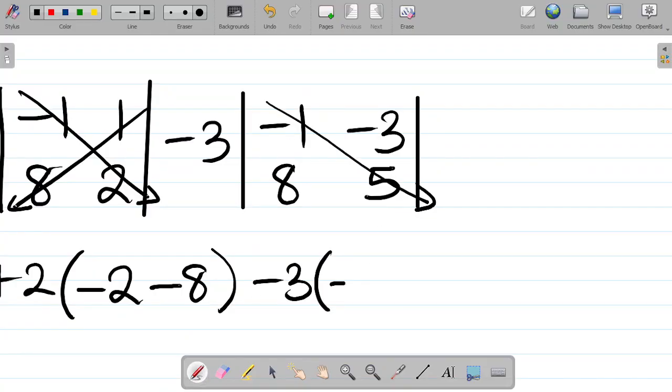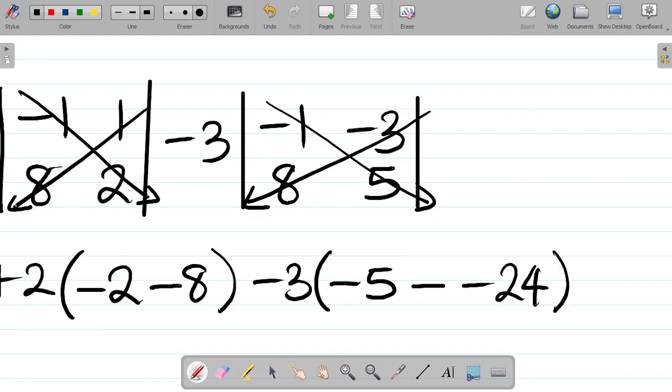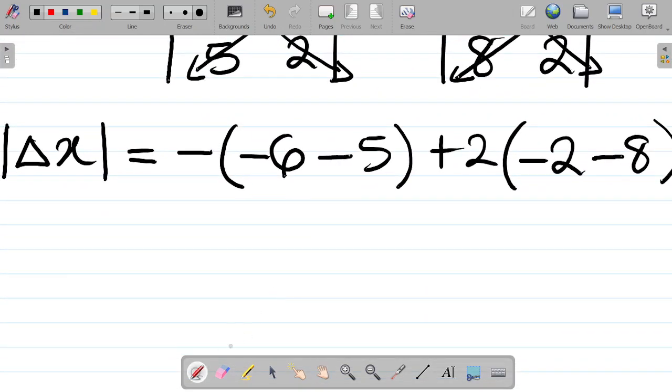Finally, minus 3 into, for minus 3, do the same thing there, multiply the terms here. Minus 1 times 5, that's minus 5. So it's always your principal diagonal first before the other one. Then this minus 3 times 8 is minus 24. So I have this. All right, let's get this done.